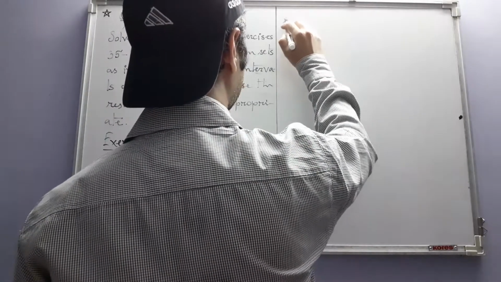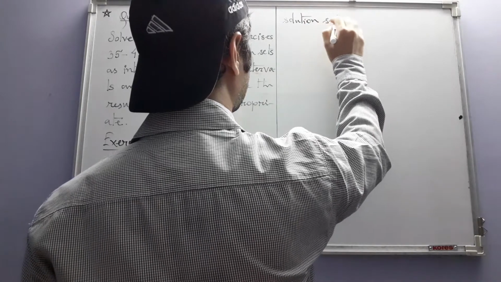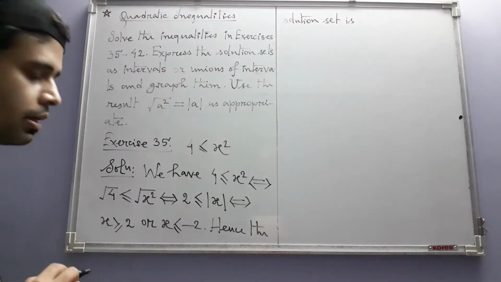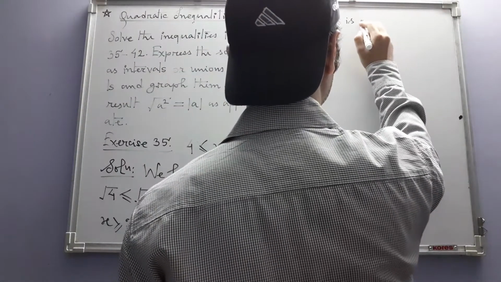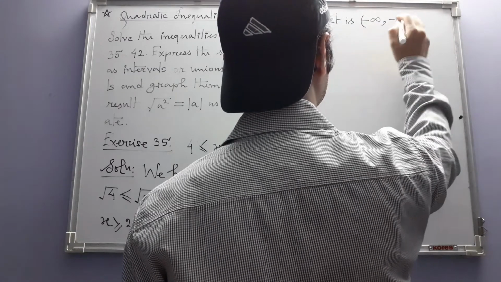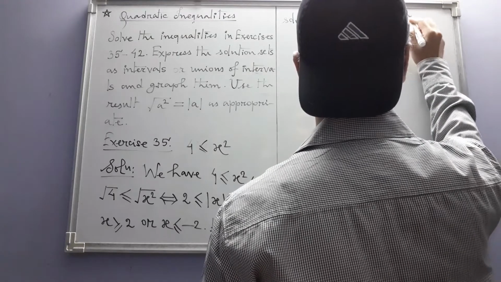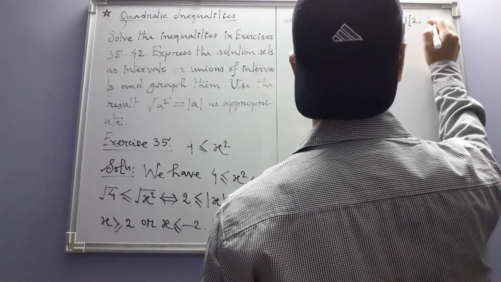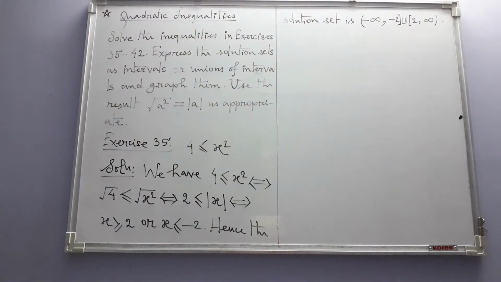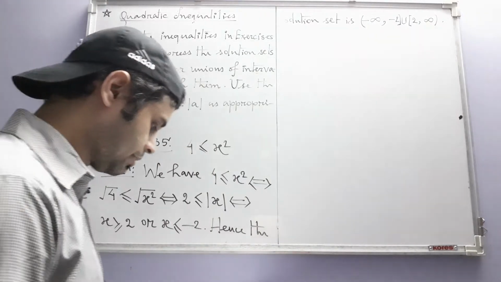the solution set is, in this case, a union of two intervals: minus infinity comma minus 2. Minus 2 is there, just like that 2 is also there, union 2 comma plus infinity. So that is the solution set, and accordingly you can graph the solution set also.